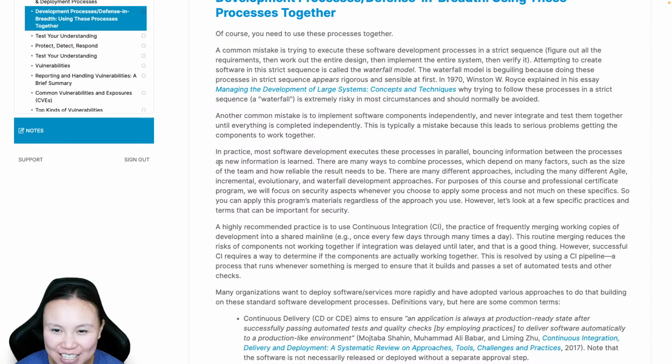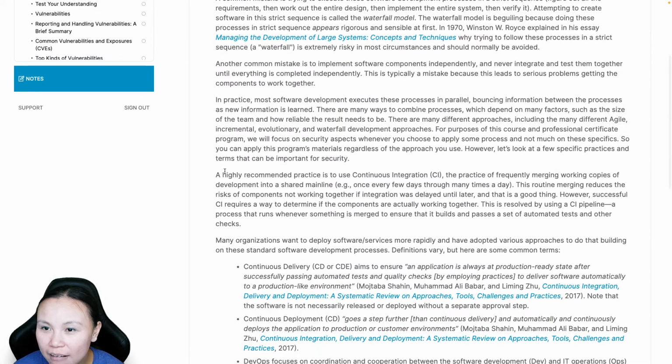Another common mistake is to implement software components independently and never integrate and test them together, leaving integration tests until everything is completed independently. This is typically a mistake because it leads to serious problems getting the components to work together. You can't omit integration tests. They should be there in the first place. In practice, most software development executes these processes in parallel, bouncing information between the processes as new information is learned.